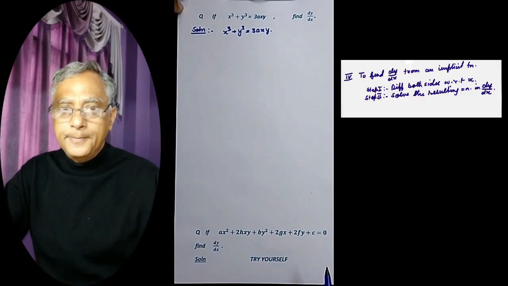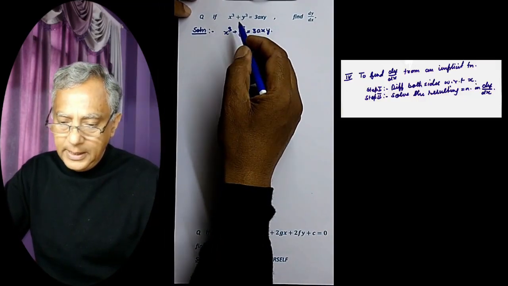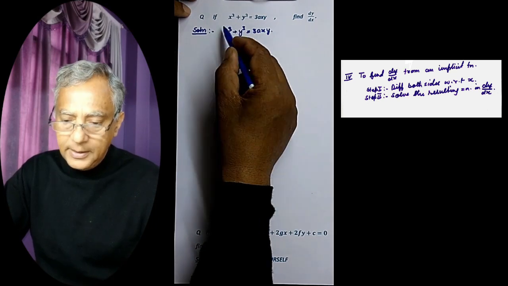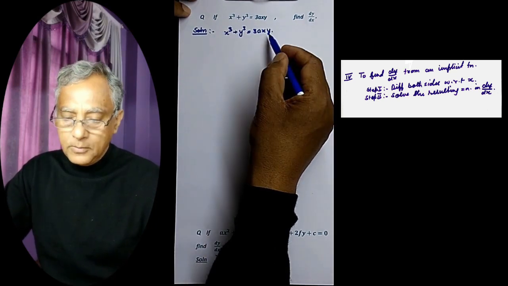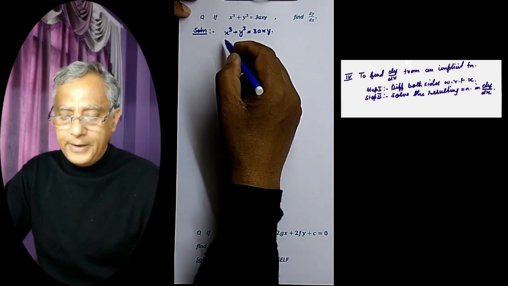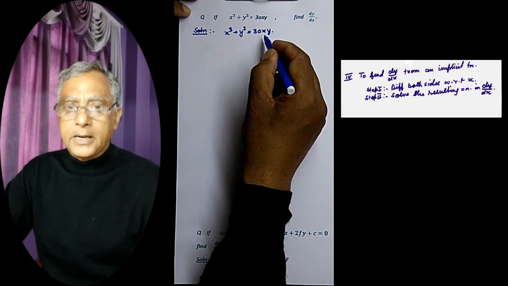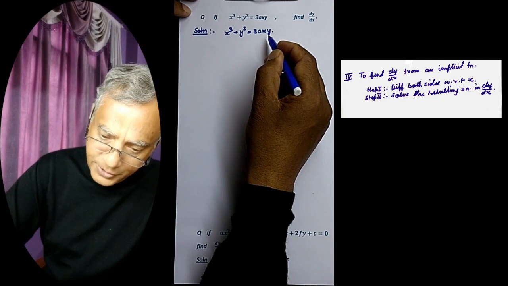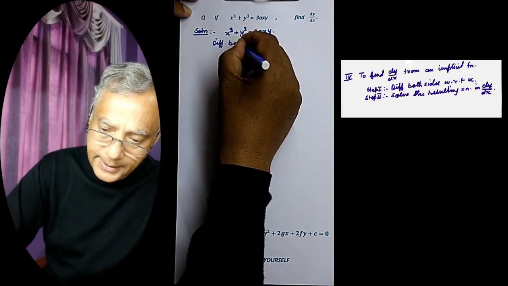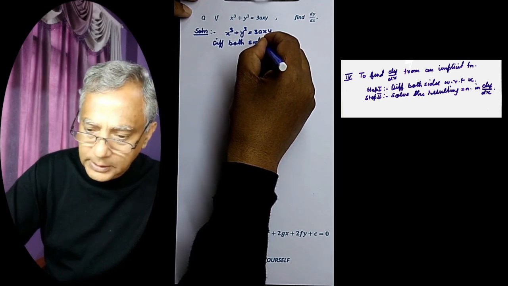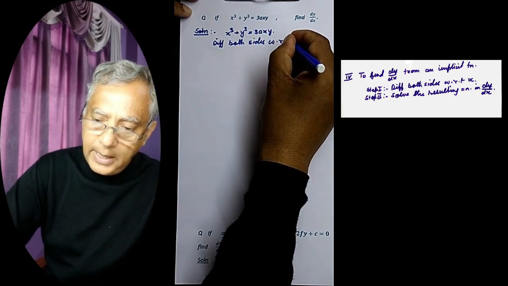Now in this question, we are given the implicit relation, and we have to find dy by dx. First step will be differentiate both sides with respect to x.